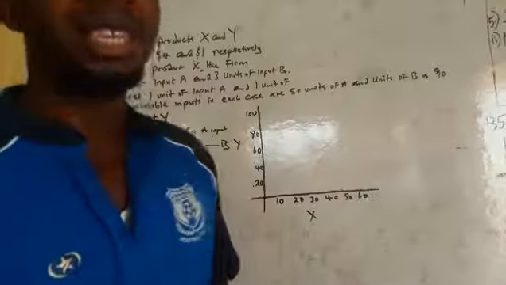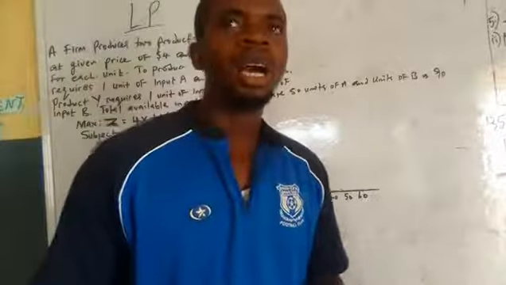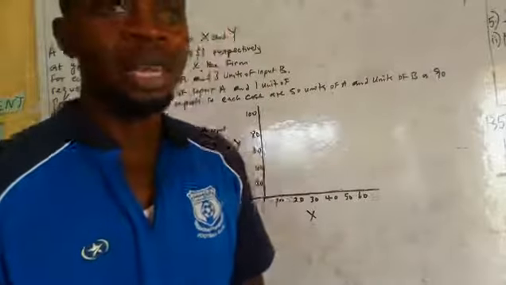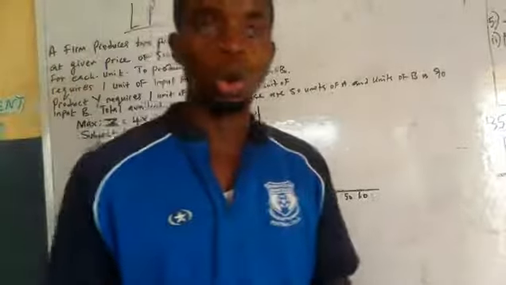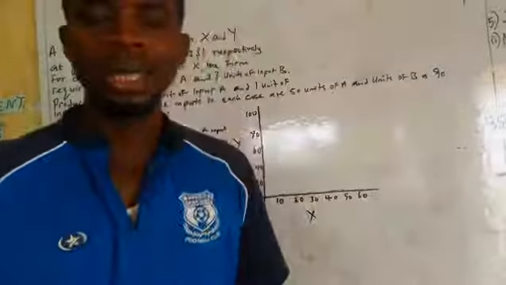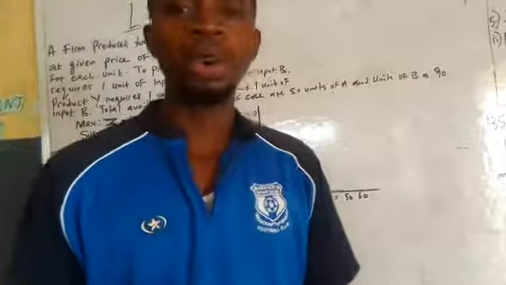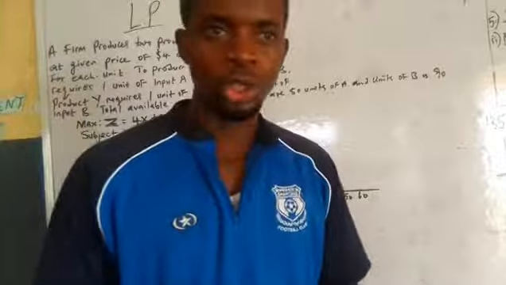In this video, we are going to be looking at linear programming. Linear programming was developed by Dr. Dantzig in 1947 after the Second World War. Dr. Dantzig purposely developed linear programming to solve the problem of optimization.